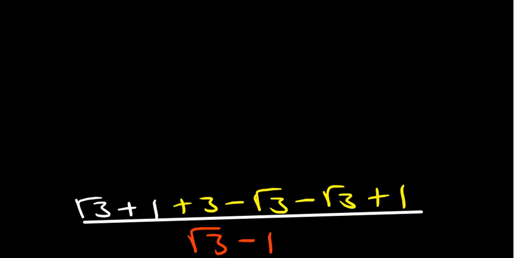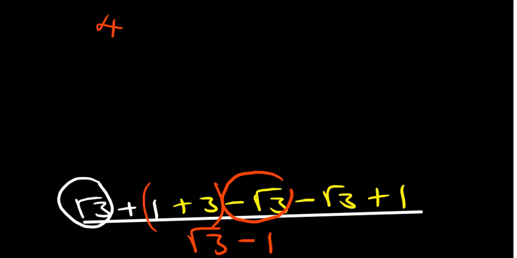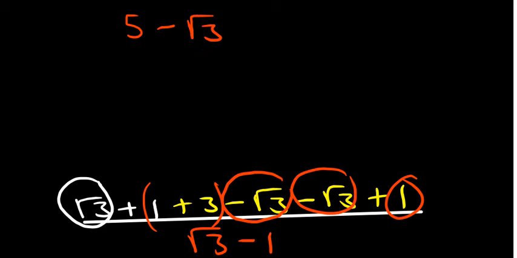So we have root of 3 and a minus root of 3. These are like terms, so at least we know they can cancel out. So we have 1 plus 3, which is basically a 4, plus a 1. It's going to be what? It's going to be a 5. So 5, we are also remaining with that, minus root of 3 over root of 3 minus 1.